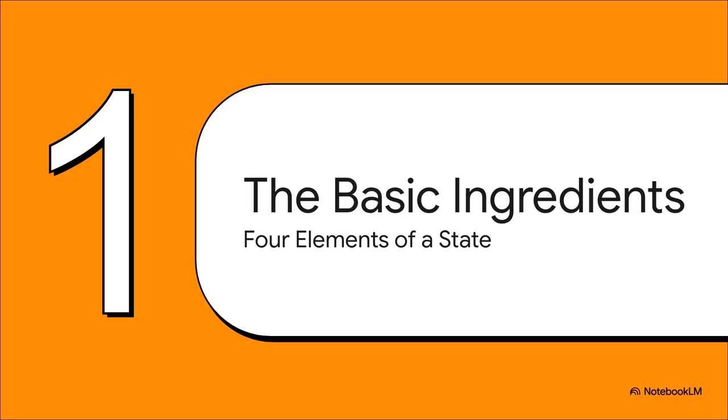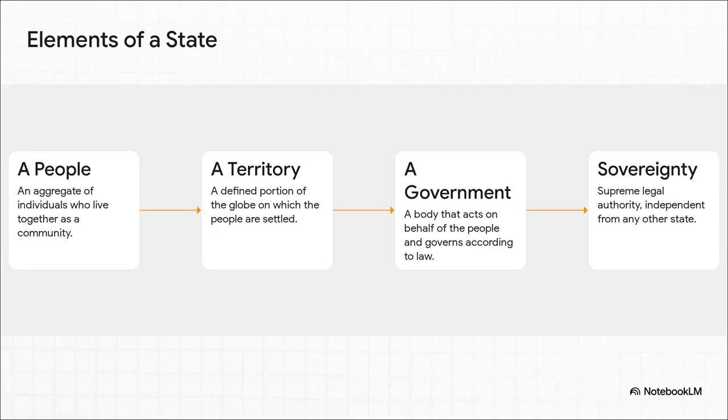All right, so every blueprint has to start with a list of materials. And when you're building a country, that means we first have to define what a state even is in the eyes of the world. In international law, this isn't a vague philosophical thing. It's a very specific label that demands four essential, non-negotiable ingredients. Think of this as your foundational checklist.